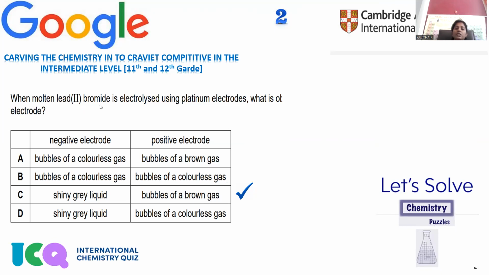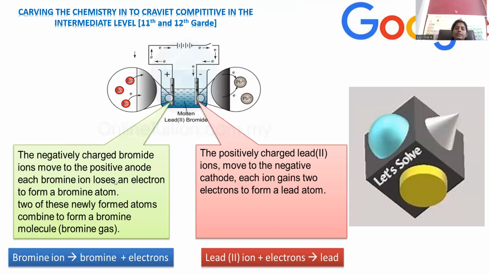Lead(II) bromide was taken and subjected to the process of electrolysis, so that lead will be deposited at one electrode and bromine will be evolved at the other electrode. So that will be possible. The negative electrode has shiny gray liquid, and the positive electrode has bubbles of brown gas. Let's see how we can get this. This is the entire device where the electrolysis process can be carried out. A container can be taken. In the container, molten lead bromide was taken.